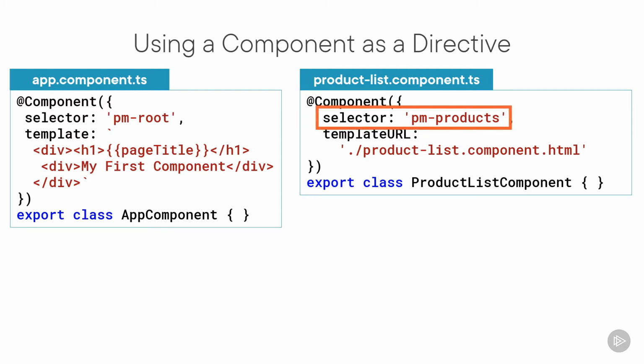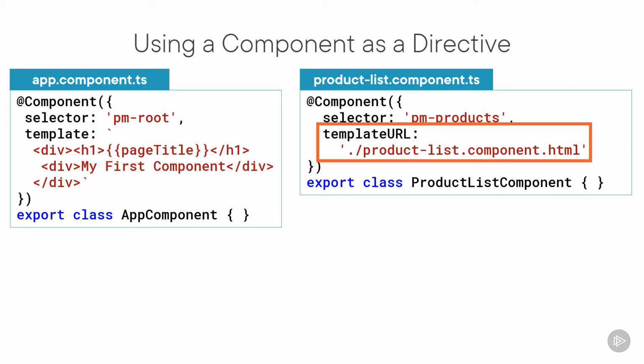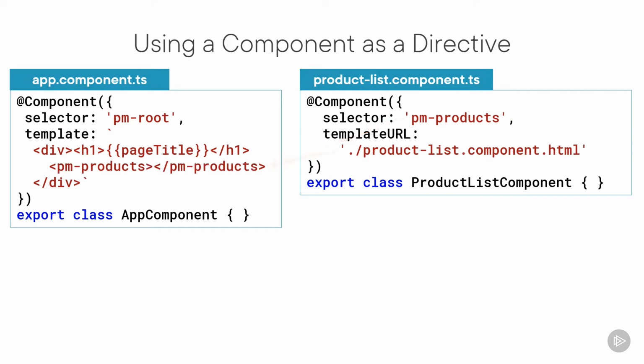When a component has a selector defined, as we have here, we can use the component as a directive. This means that we can insert this component's template into any other component's template by using the selector as an HTML tag, like this. The product list component's template is then inserted into this location in the app component's template. So this is the first step when using a component as a directive. Use the name defined in the selector as an HTML tag in another component's template.